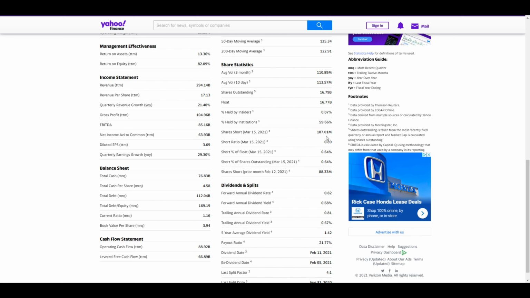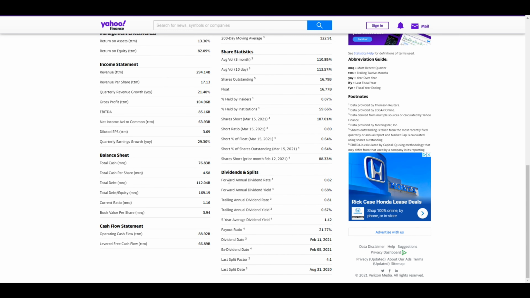Shares short is 107 million shares. Short ratio is 0.89. You would short a stock or a share if you believe that the company's price, its earnings, its revenues are going to go down. So the way that shorting works is that you borrow shares from someone else and you sell it at the high price, and you're expecting the price to move lower. So once it does, you buy them right back at a lower price. So you spend less money, you give the shares back, and you make the difference. But as you can see here, there's not a lot of interest in shorting Apple, as it is a strong growing company. So let's go to dividends and splits.